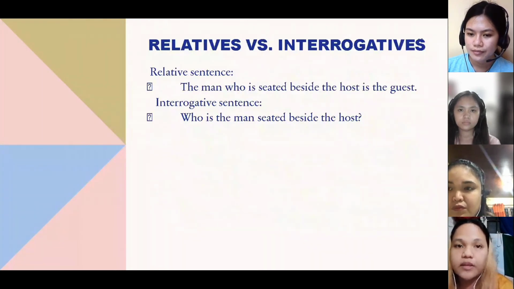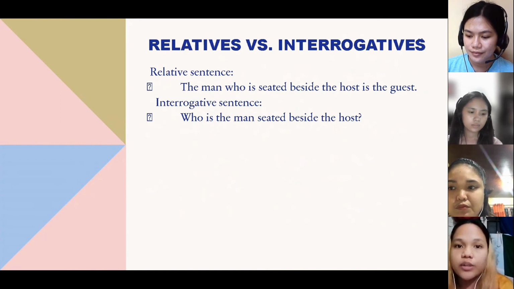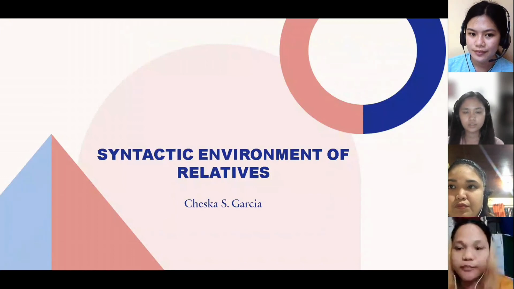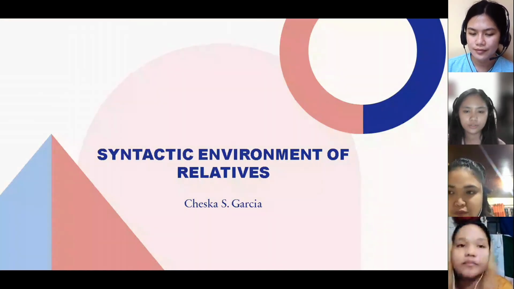Next. So, another examples to differentiate relatives and interrogatives. We have here an example of a relative sentence, which is: the man who is seated beside the host is the guest. And for an interrogative sentence, we have: who is the man seated beside the host? Next. So we now proceed to the concluding part of the presentation, the syntactic environment of relatives.